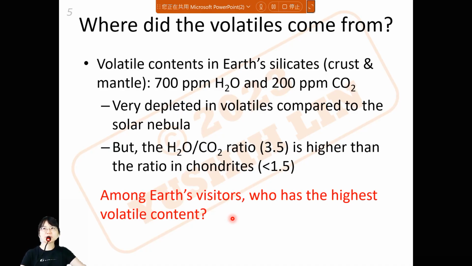Most comets originate from the Oort cloud, and the Oort cloud is at the most distant place of the solar system. It is far beyond the snow line we have talked about. So comets have the highest volatile contents.